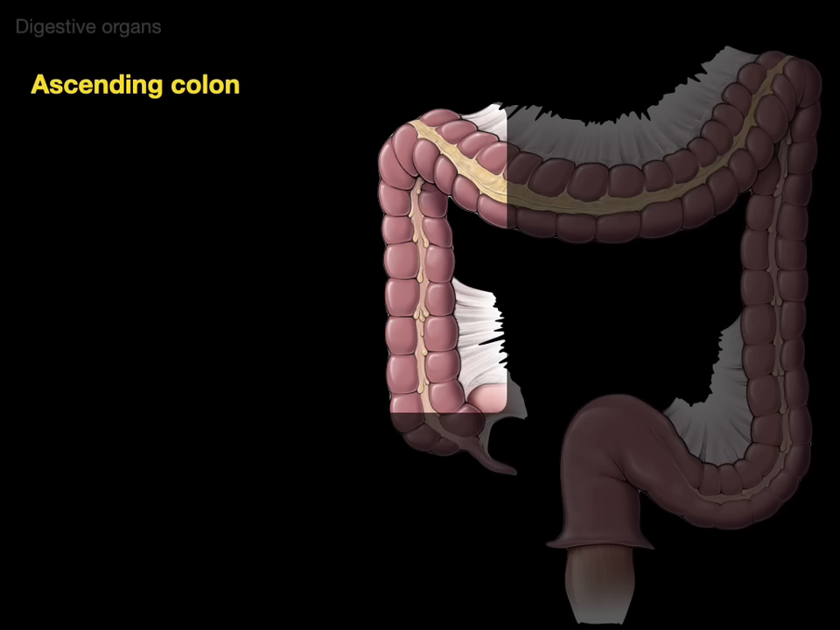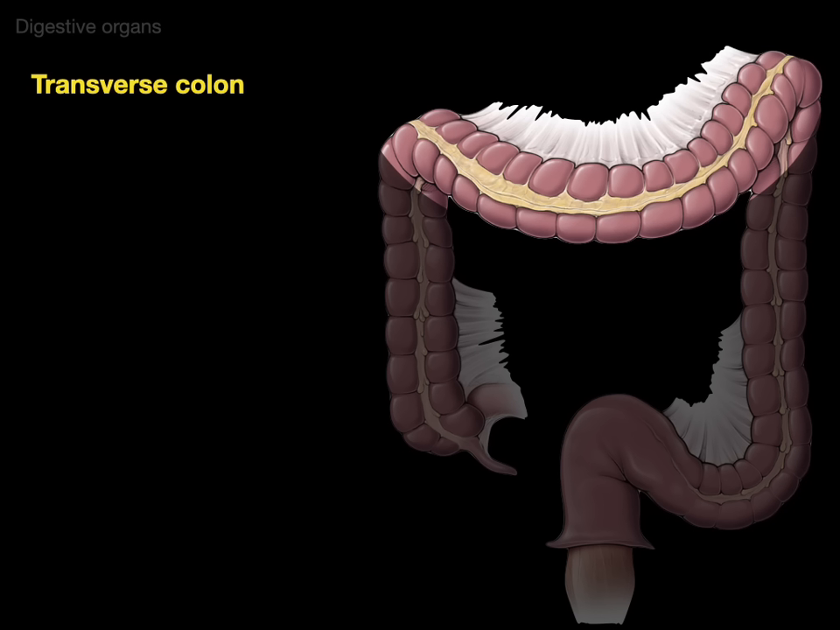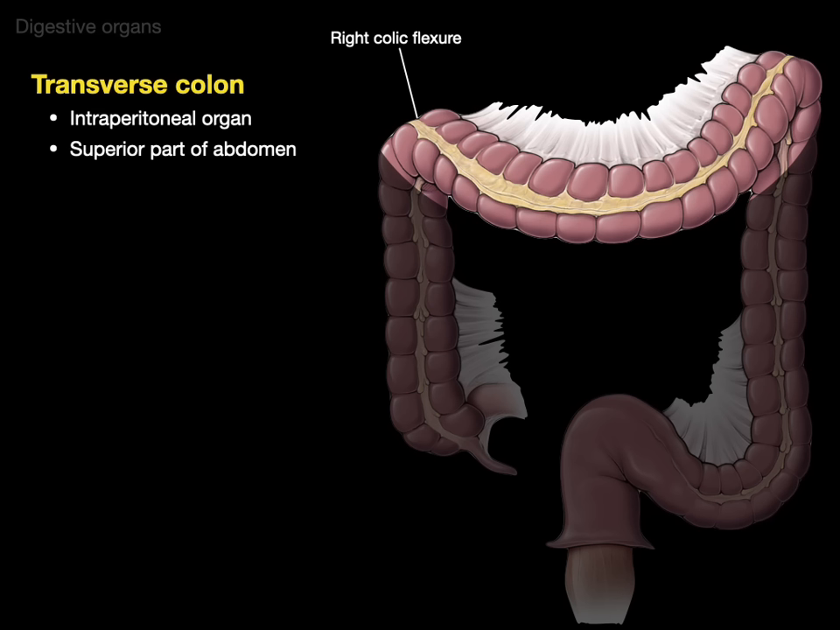The ascending colon arises from the cecum, courses vertically to the liver, it's on the right side of the abdomen, and it ends at the right colic or hepatic flexure. The transverse colon is an intraperitoneal organ. It's the superior part of the abdomen, and it courses from the right colic flexure all the way to the left colic flexure.